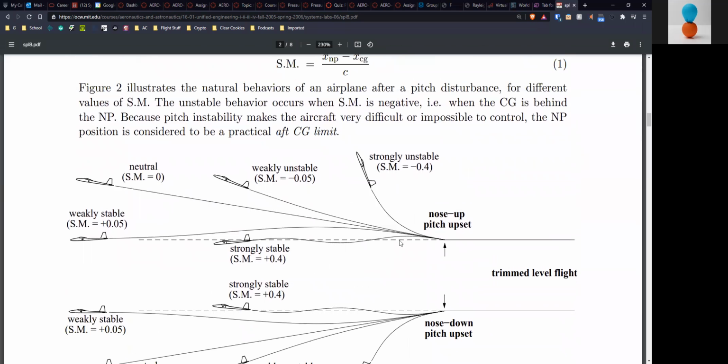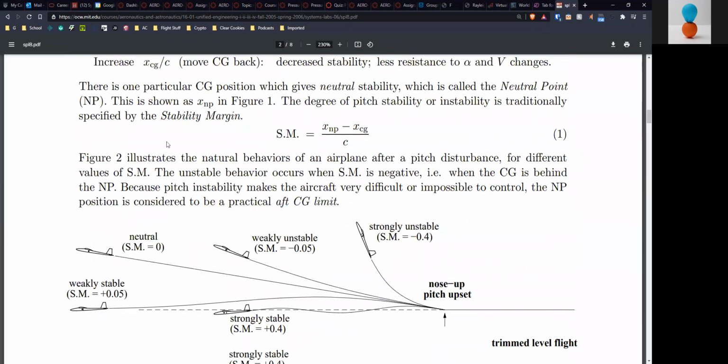means that if you apply what they call an upset, so like you're flying along straight and level, steady, and then all of a sudden the nose is just pitched up a little, whether it's by a gust of wind or just by magic or whatever, then how does the plane respond? So if you have a zero stability margin, then that means that these are right on top of each other.